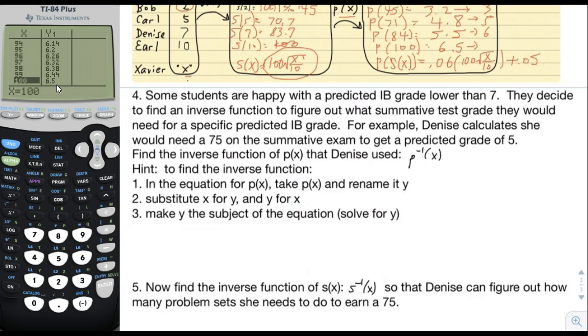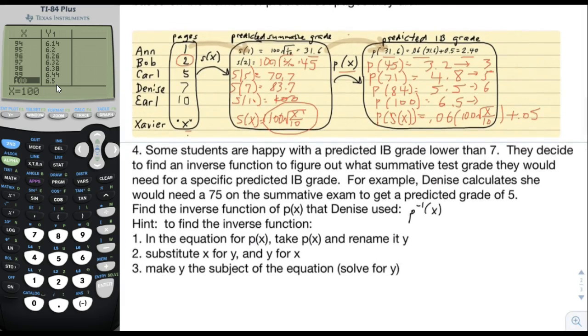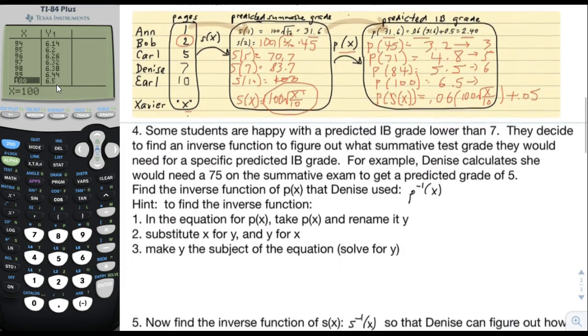So how do you find the inverse function? It's like we have a function p which takes a test grade from 0 to 100 and translates it to an IB grade of 1 through 7. Now Denise wants to do the opposite. She knows she wants to get a 5. She wants to know what summative test grade she needs to get. So she's going to make an inverse function that does exactly the opposite. So how do you make an inverse function?